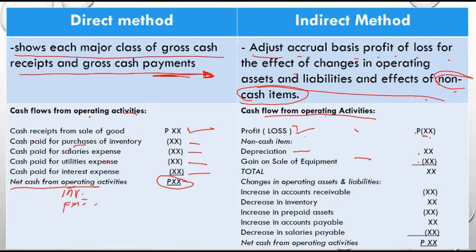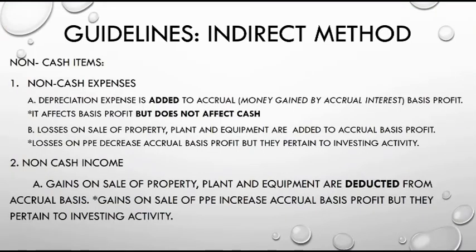Next, you have the changes in operating assets and liabilities. Increase in accounts receivable, decrease in inventory, increase in prepaid asset, increase in accounts payable, decrease in salaries payable. So, net cash from operating activities. So, but for this session, grade 12, ang gagamitin lang muna natin is direct method.